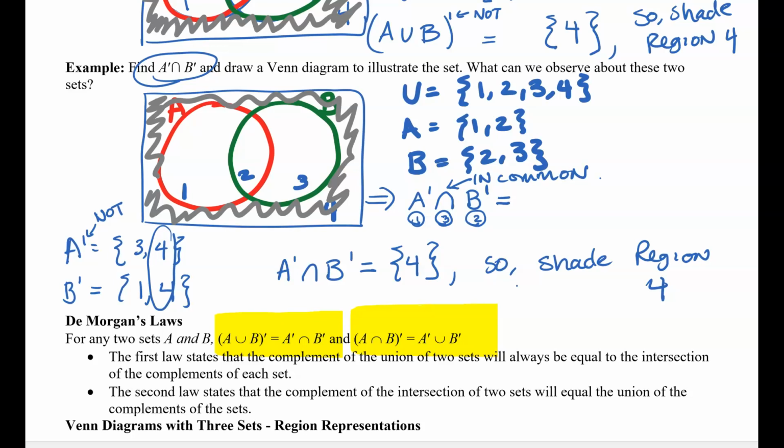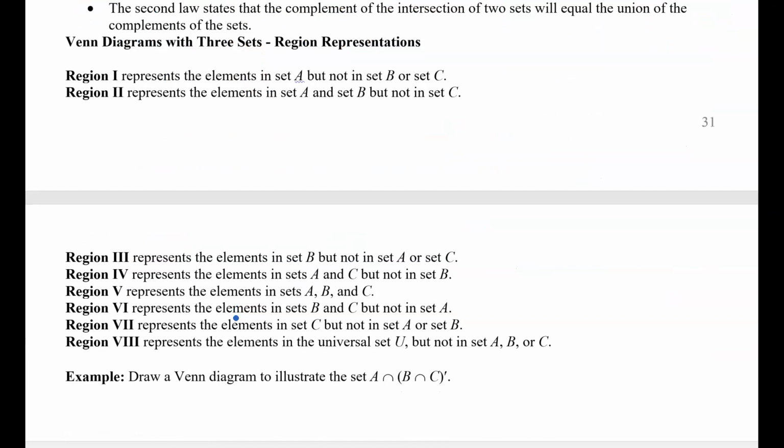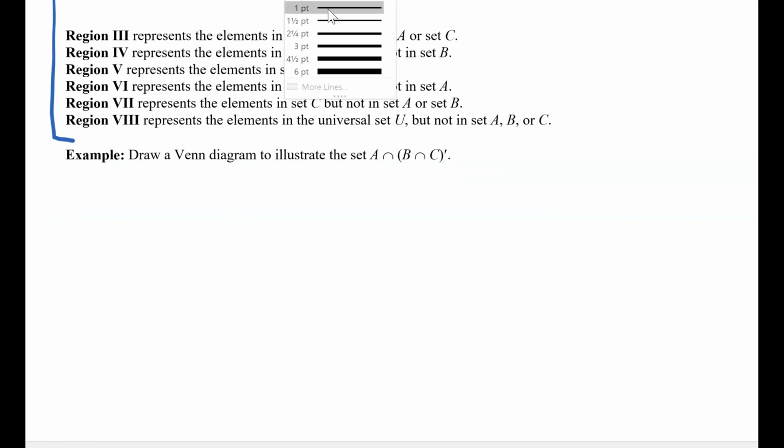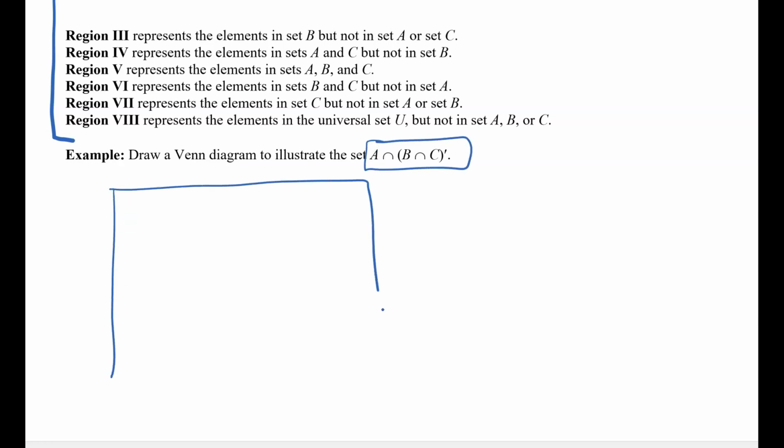So let's keep going. I'm going to scroll down and let's do an example where we have 3 sets. So I listed out in the book, it shows how you should label all the regions, or how you should think about all the regions. Let me show you in a picture, and you can always refer back to that if you need to, but I'm just going to start by drawing the picture. So draw a Venn diagram to illustrate the set. Okay, so I'm going to draw a bigger box this time because I need to fit 3 circles.